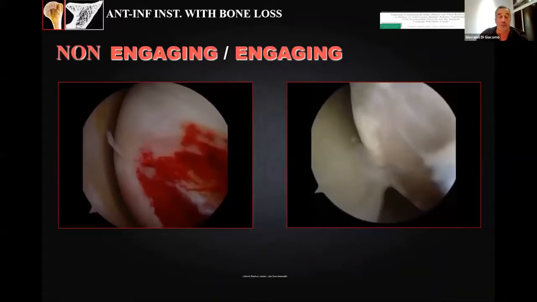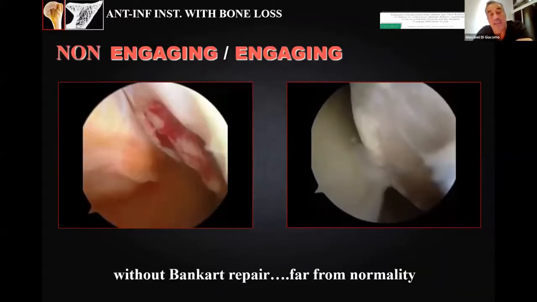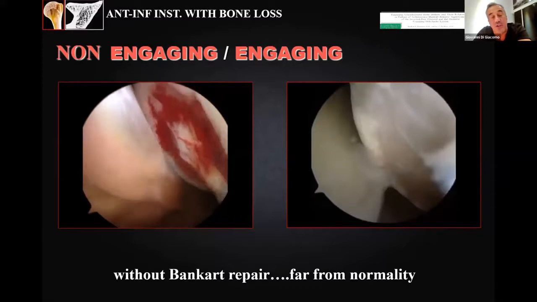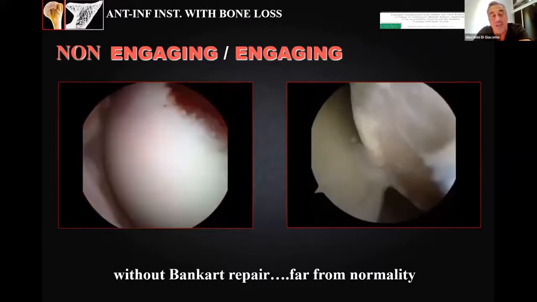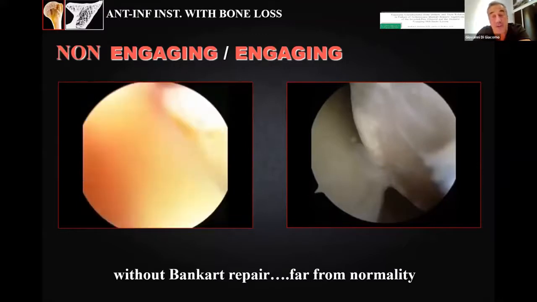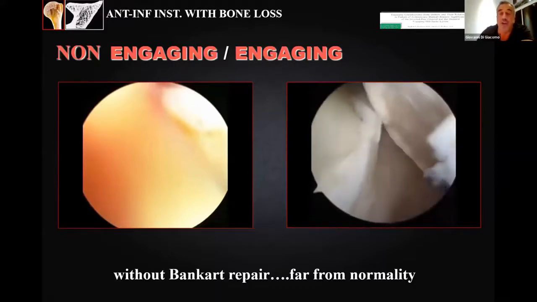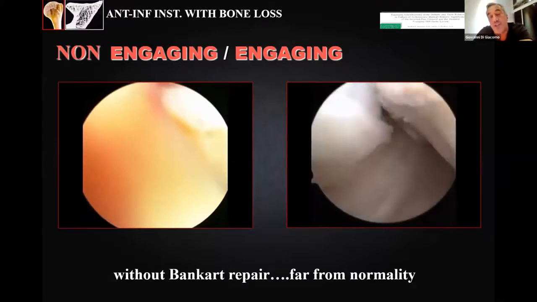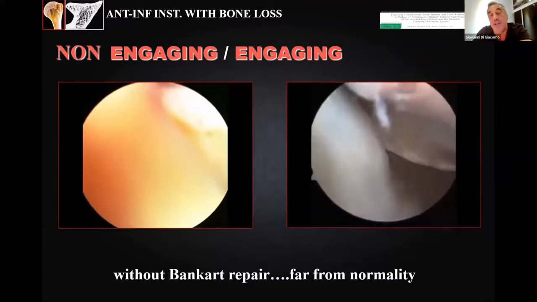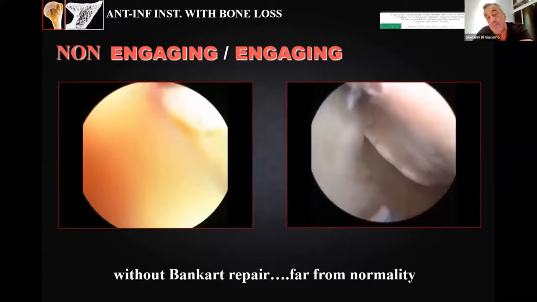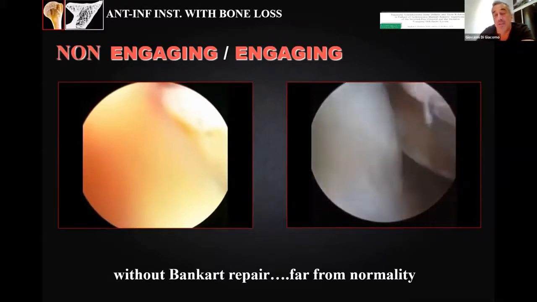Steve Burkhart introduced the concept of engaging. You can see a non-engaging lesion on the left side, it means that in upper position, the Hill-Sachs before the surgery, before repairing the Bankart lesion, does not engage. According to DeBeer and Steve Burkhart, if you have a patient like on the right side, where in upper position the Hill-Sachs engages before the Bankart repair, this patient needs a Latarjet technique. But the big question is, what happens to the engaging if you fix the Bankart?